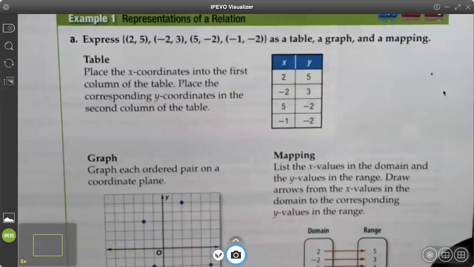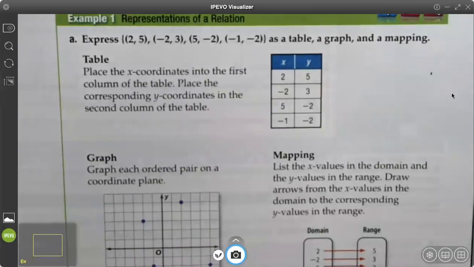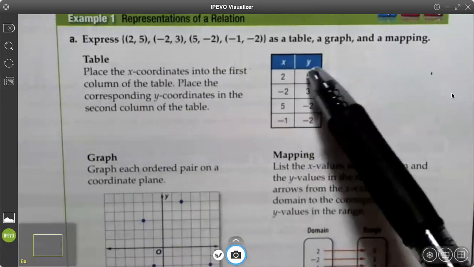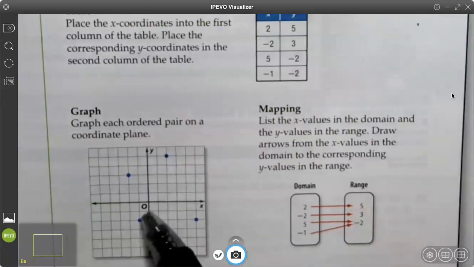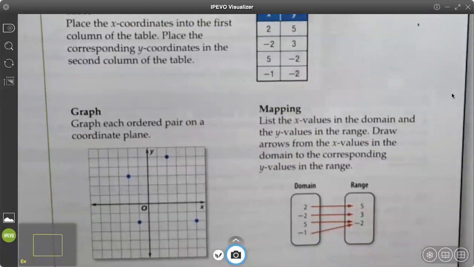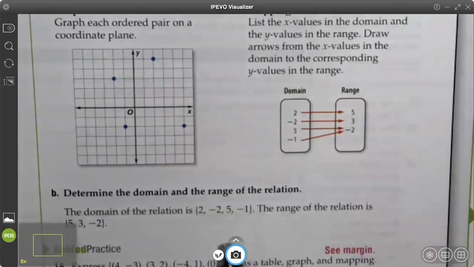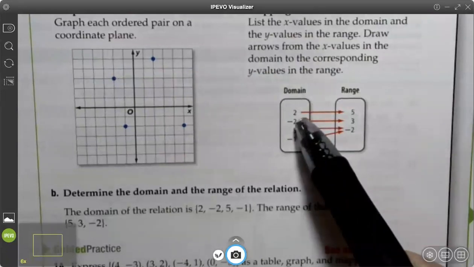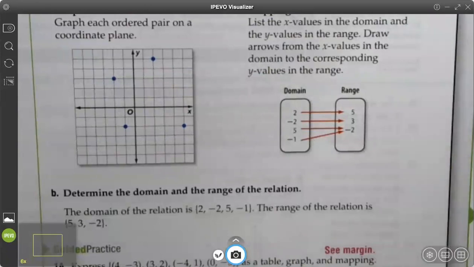Let's look at this relation. 4 sets of ordered pairs are given as ordered pairs. They're also given in a table, in a graph, and in a mapping. The domain and the range: the domain are all of your x values in numerical order, and the range is all of your y values in numerical order.